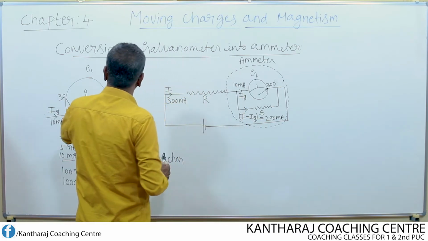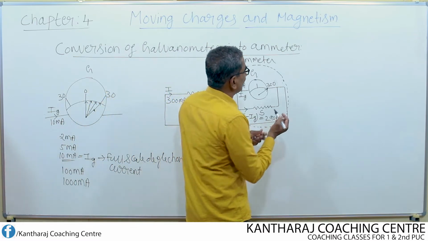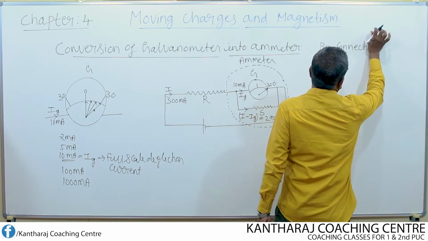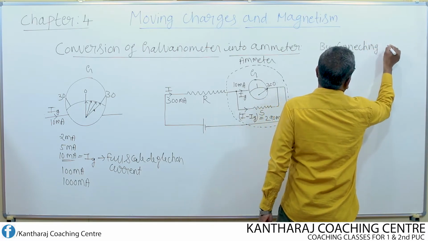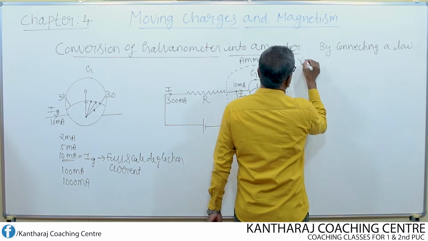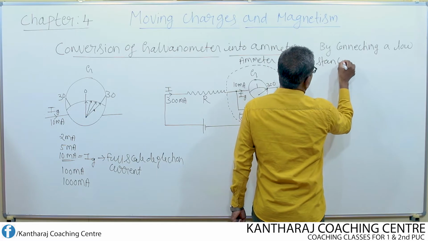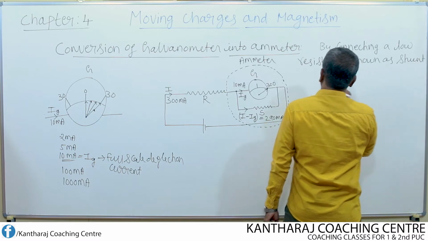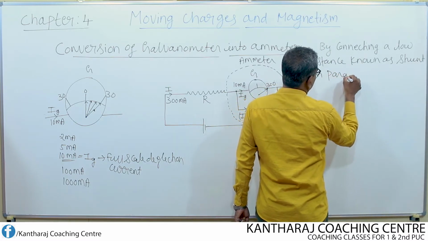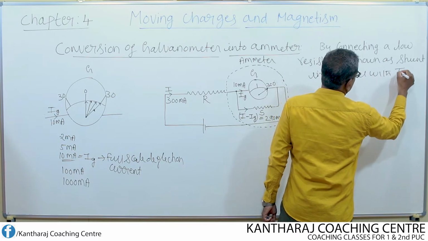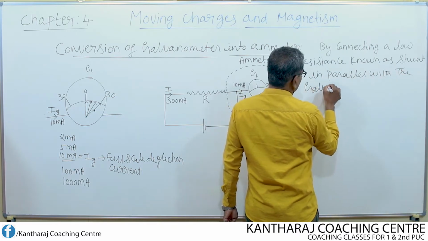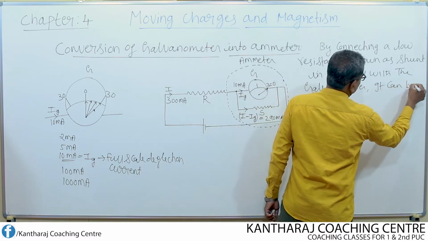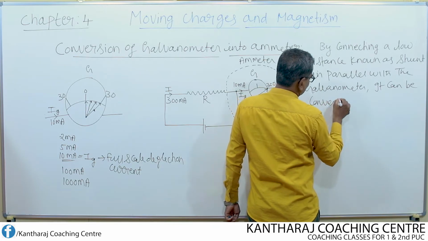So before that, let us write how we convert this galvanometer into ammeter. By connecting a low resistance known as shunt in parallel with the galvanometer, it can be converted into ammeter.